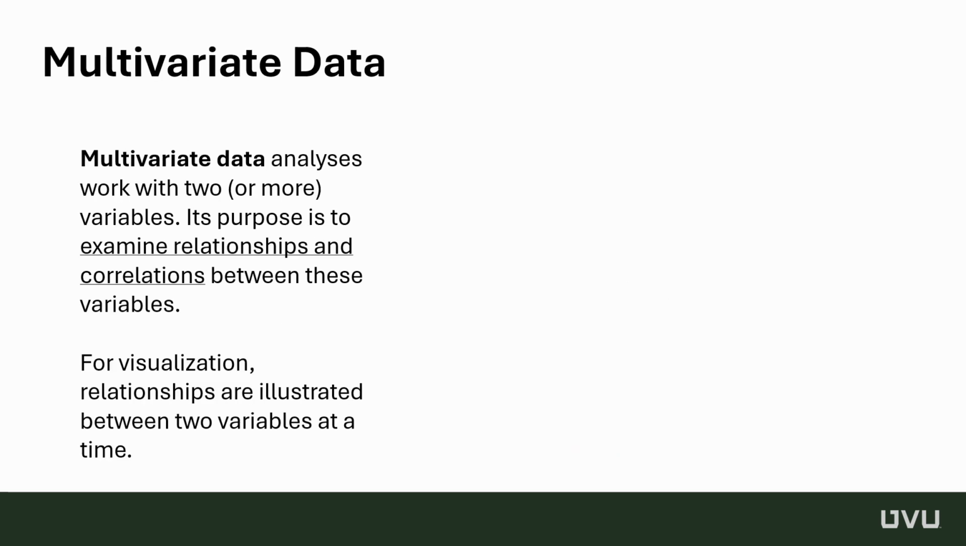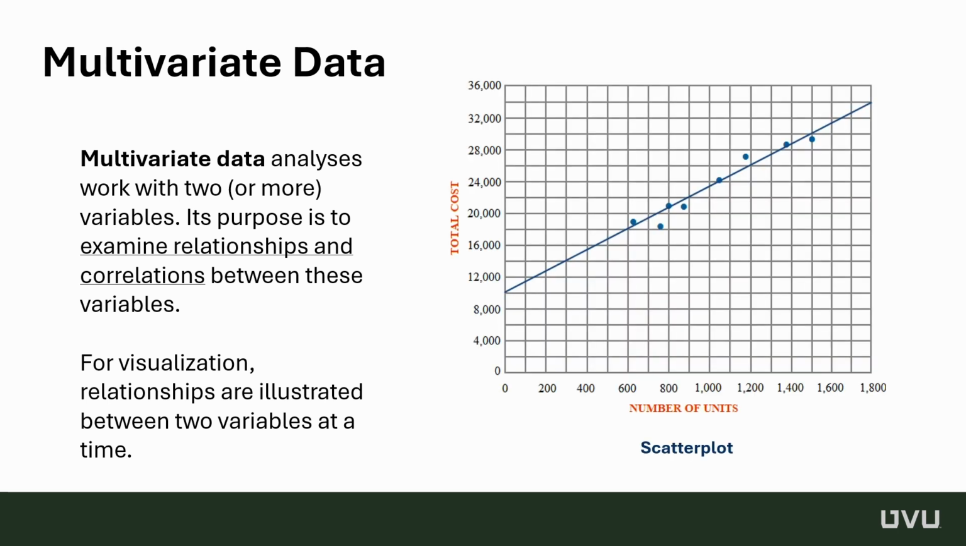Multivariate data involves multiple variables, and the purpose of multivariate data analyses is to examine relationships and correlations between variables. With multiple linear regression, we were able to assess correlations with several independent variables. But when it comes time for visualization, these types of relationships are typically only illustrated between two variables at a time. For these types of analyses, scatter plots are ideal for showing relationships between two variables.